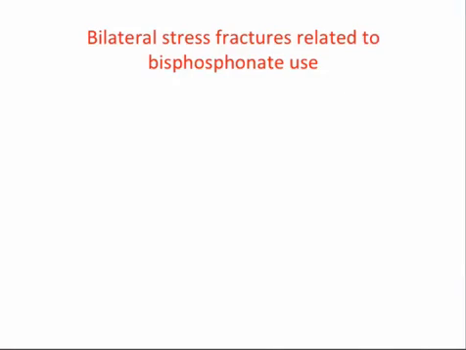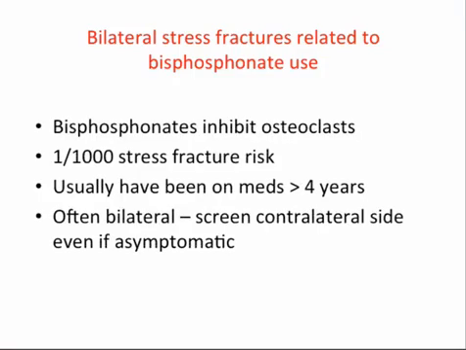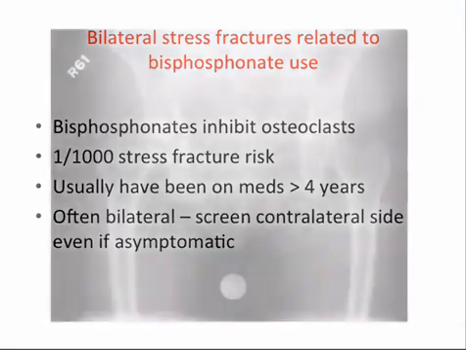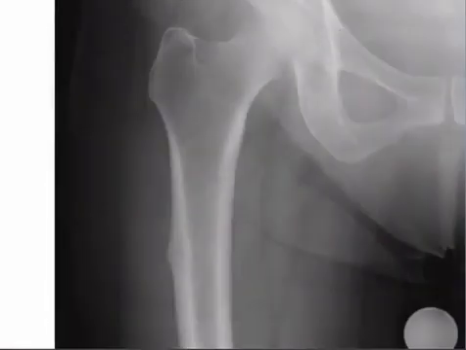So they inhibit osteoclasts. That's their mechanism for keeping the mineralization high in the bones, by stopping that normal turnover. But it increases the risk of a stress fracture. They usually need to be on the meds for a while, and like I said, it's often bilateral. You often see this hyperostosis that occurs on the outside first, and then you can see a fracture starting there.